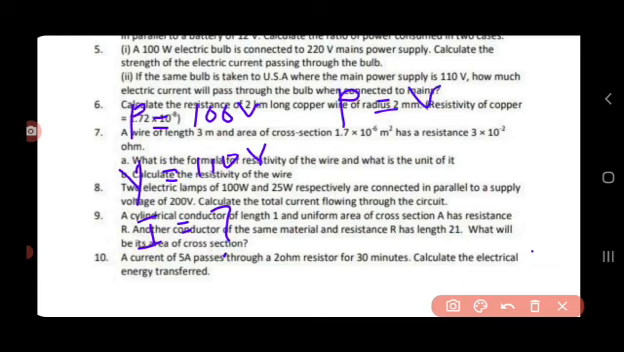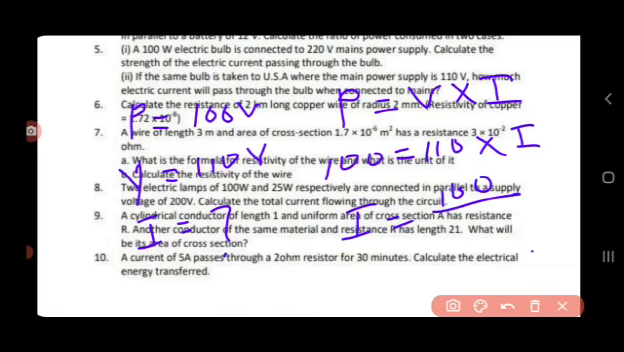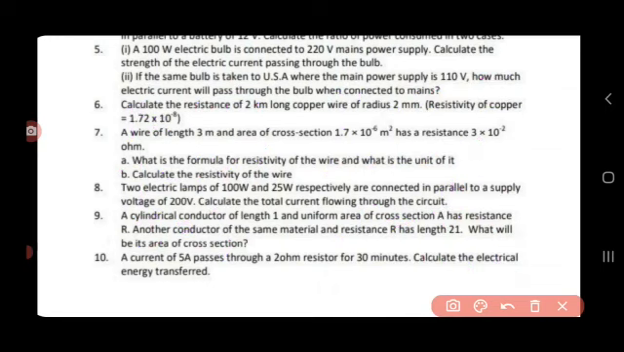Now question number 6. Calculate the resistance of a 2 km long wire of radius 2 mm. See, length is given, that is 2 km. Firstly, we have to convert it into meter. 2 into 1000, 2 into 1000 meter. Now, its radius is given, 2 mm. Convert it into meter.